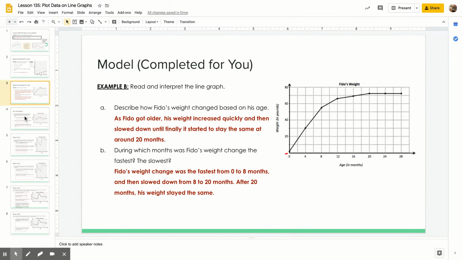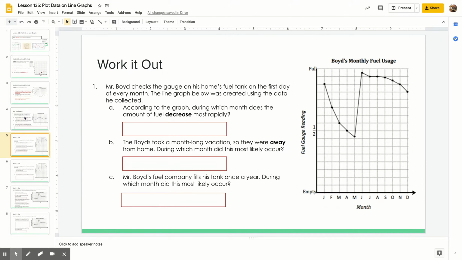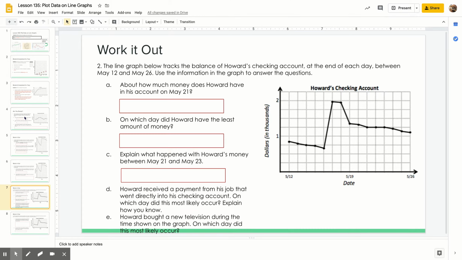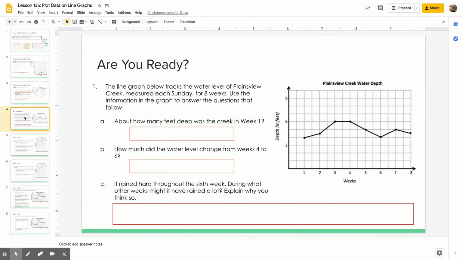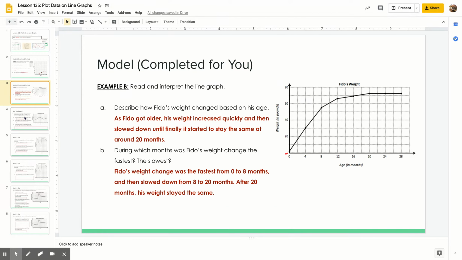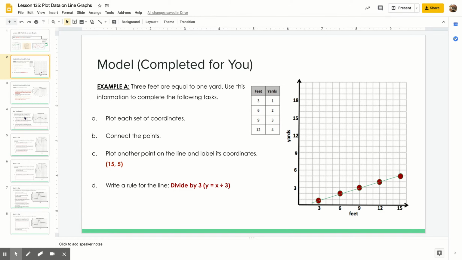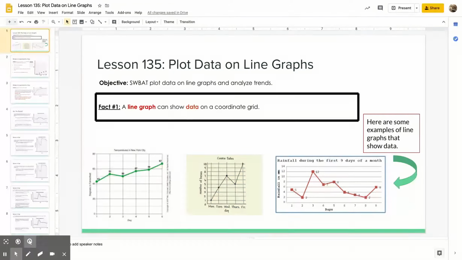All right, so you guys are going to do, are you ready? And work it out. There's a few different questions for you to answer. Just think about what the data is showing you. And if you need to refer back to examples A and B, that will be helpful for you. And thinking about what these line graphs are showing, and we'll see you on Zoom later today.